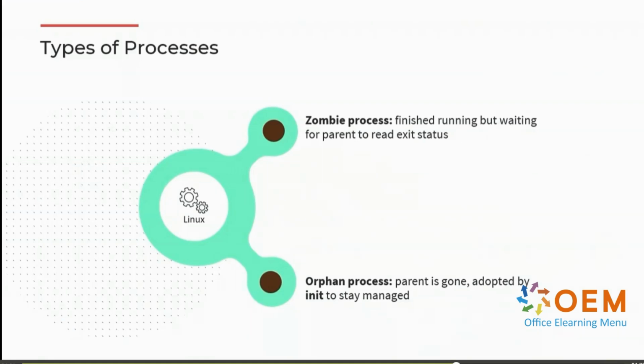Orphan process is the last type. This happens when a parent dies before its child. Now, the child is left without a parent. However, Linux is smart because it allows the init process, PID 1 or systemd, to adopt the orphan, ensuring it doesn't get lost. These processes usually run without any issues.